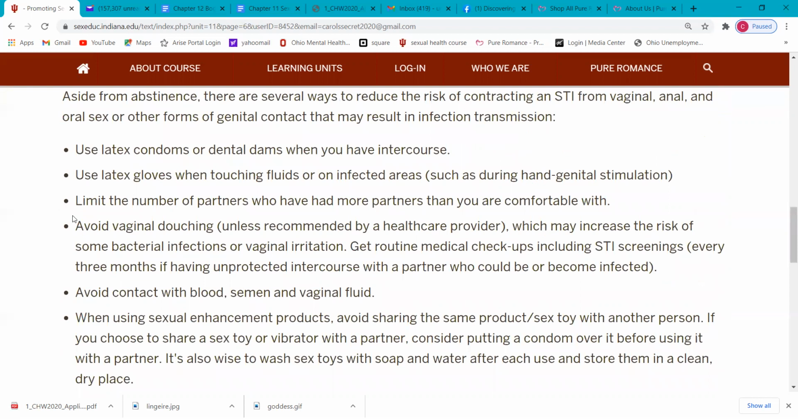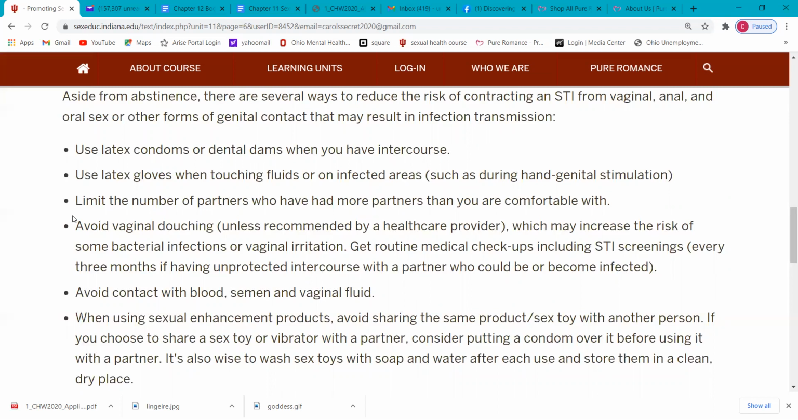Aside from abstinence, there are several ways to reduce the risk of contracting an STI from vaginal, anal, and oral sex, or other forms of genital contact that may result in infection transmission. That's doing things like using latex condoms or dental dams when you have intercourse, using latex gloves when touching fluids or infected areas, limiting the number of partners to no more than you are comfortable with, and avoiding vaginal douching unless recommended by the healthcare provider, which may increase the risk of some bacterial infections or vaginal irritation.